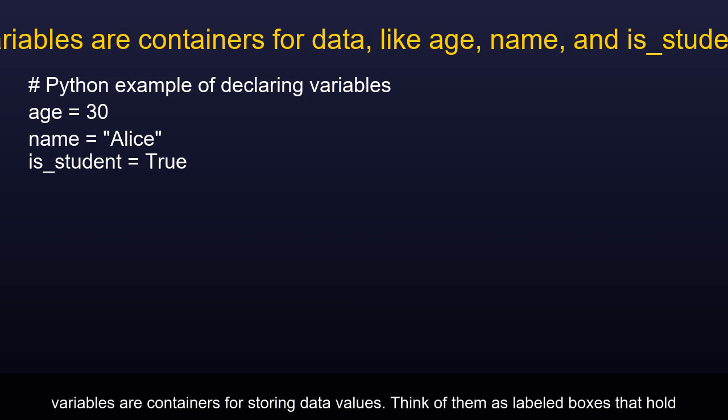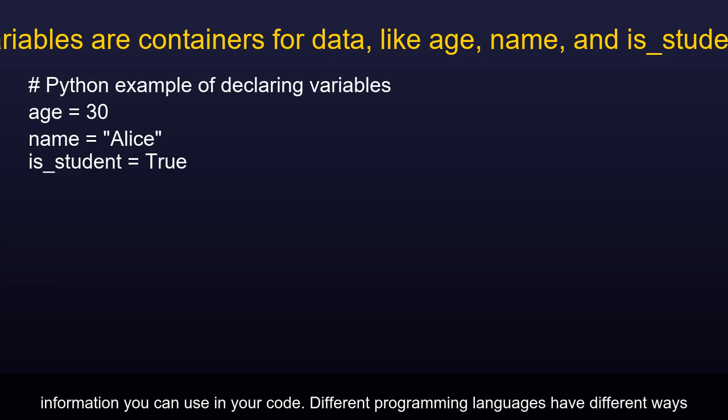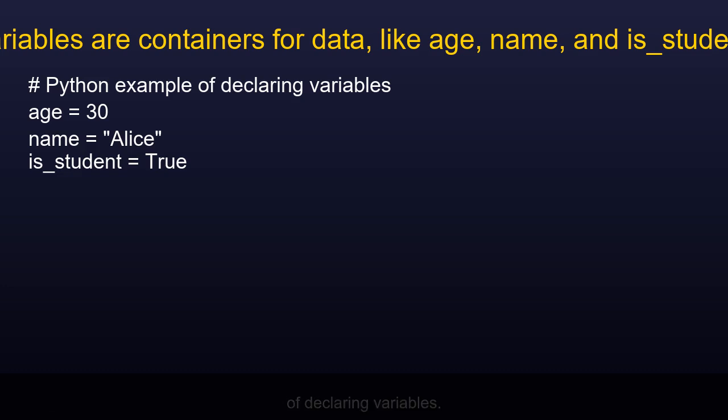In programming, variables are containers for storing data values. Think of them as labeled boxes that hold information you can use in your code. Different programming languages have different ways of declaring variables.